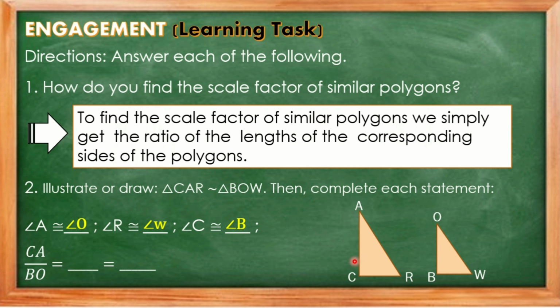And then, side CA over BO, so corresponding sides are proportional. So, CA over BO. Ano pa yung mga corresponding sides dito sa dalawang triangle? So, we have AR. Itong side na to is proportional or equal to OW. And then, yung last, we have CR over BW.